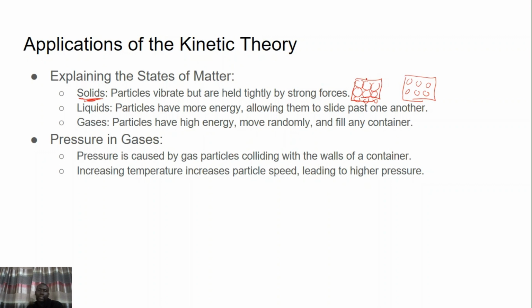And it also makes us know that when the temperature increases, the average kinetic energy also increases.